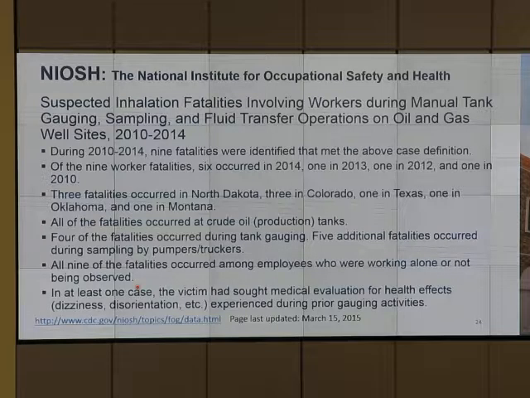No one helped them to go anywhere. No one called the police. No one did anything. They died. At least in one case, the victim had sought medical evacuation for health effects, having experienced dizziness and disorientation during prior gauging activity. They died anyway, at the end when that happens. So it's not good.